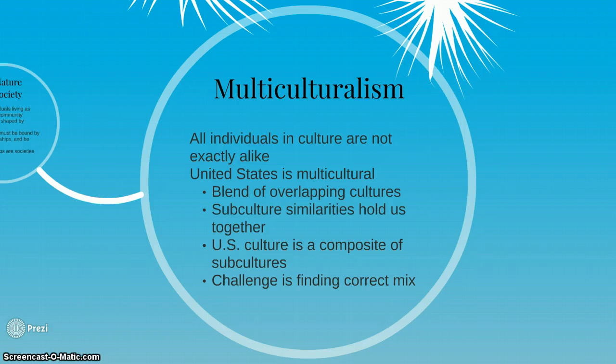Multiculturalism is a society in which there is more than one culture coexisting. All individuals in a culture are not exactly alike. The United States, for example, is multicultural, even more so here in Miami. We have a number of cultures that coexist in our city. So the United States is a blend of overlapping cultures. Subculture similarities hold us together. U.S. culture is a composite of these various subcultures, and the challenge is to find the correct mix.